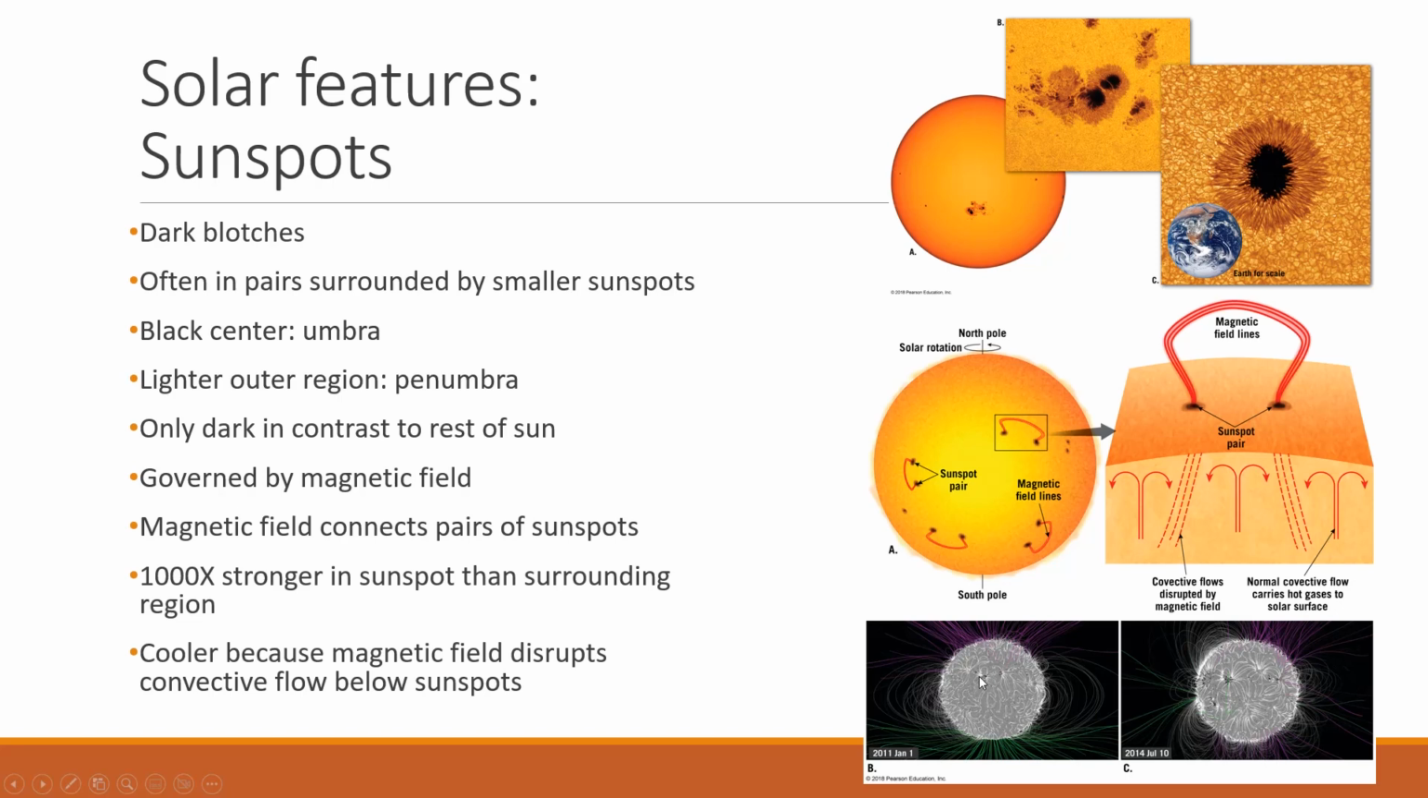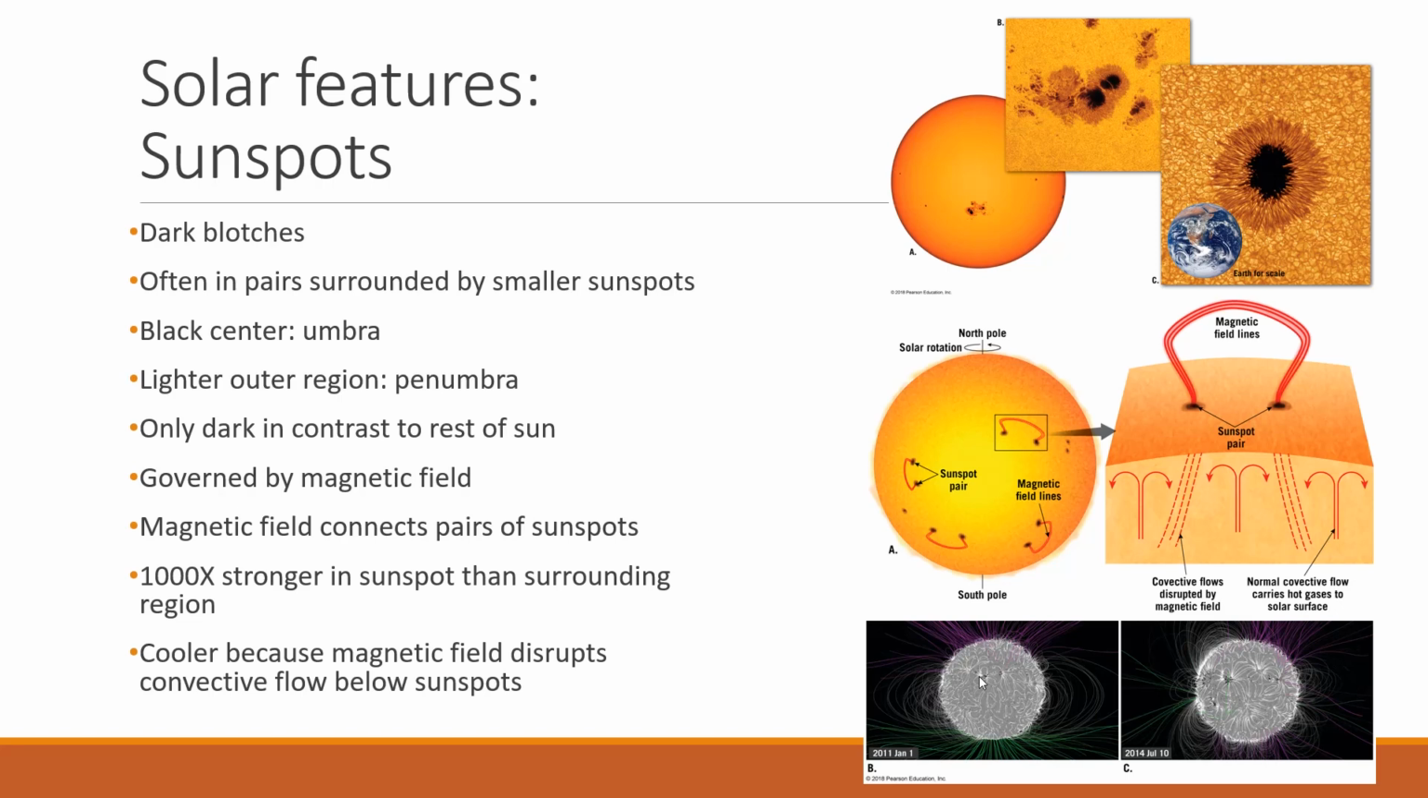The field is 1,000 times stronger in the sunspot than the surrounding region. So we're focusing the magnetic field into these regions. So we can actually have changes in solar activity due to increased sunspot activity because we're changing the magnetic field of the sunspot.